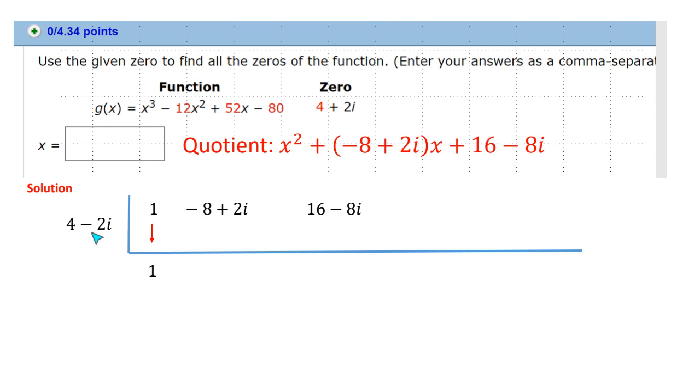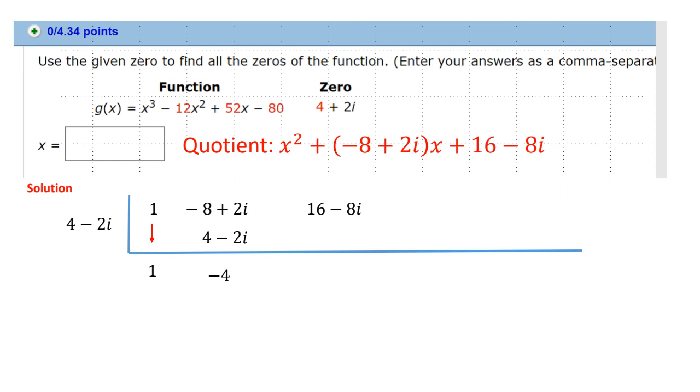But this time I'm going to use 4 minus 2i, because instead of 4 plus 2i, I also know that 4 minus 2i is a 0 because it's the conjugate. And then I'm going to use this. So x squared has a 1. The x has a negative 8 plus 2i, and then we have 16 minus 8i. So I'm going to bring the 1 down. 1 times 4 minus 2i is 4 minus 2i. So negative 8 plus 4 is negative 4. Positive 2i minus 2i cancels.